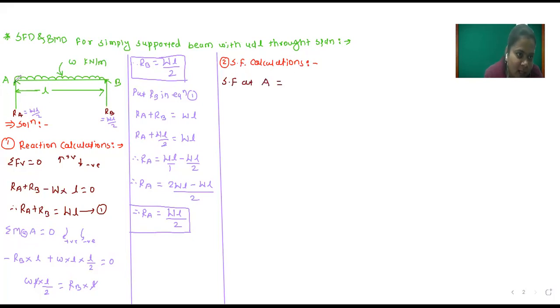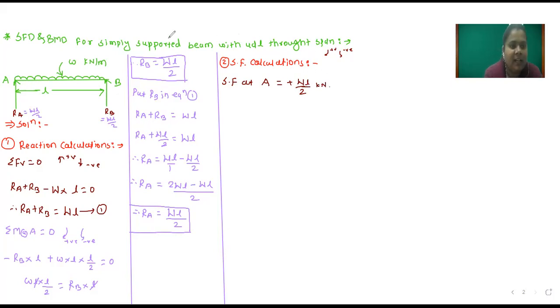You observe here at point A only one force is applied. Whenever we do shear force calculations, clockwise rotation is positive and anti-clockwise rotation is negative. So this RA creates clockwise rotation. So shear force at A is equal to only RA. The value of RA is WL by 2 kilonewton.